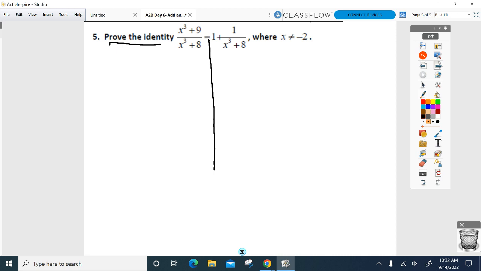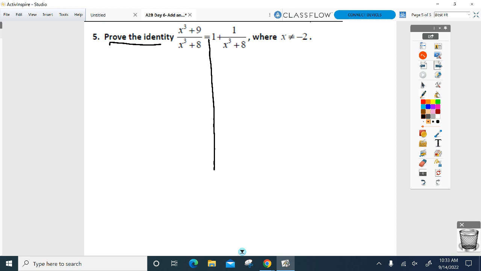Wait, what was right? You're the one that said the left, so I'm rolling with it. You and your boy back there said the left, so I'm like, all right, let's roll with it. So maybe not. Yeah, because you can factor the right. I can't do anything, right? The right side now, I have 2 fractions, don't I? 1 and 1 over x cubed plus 8.